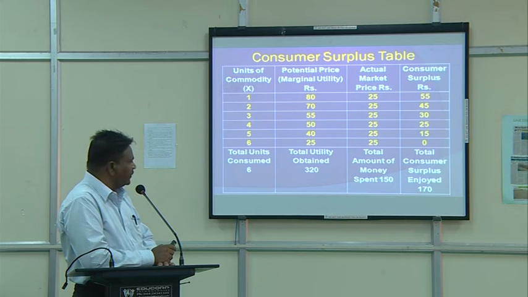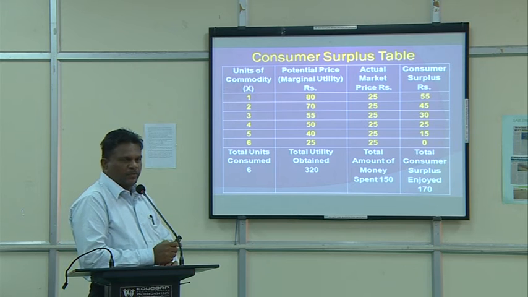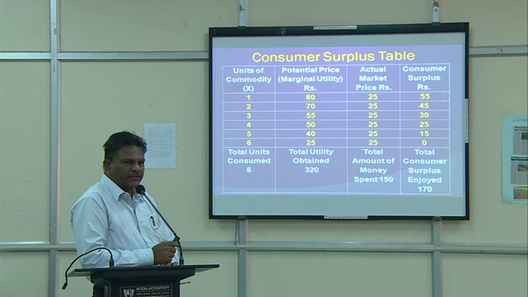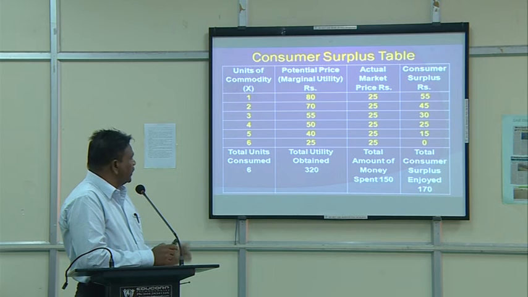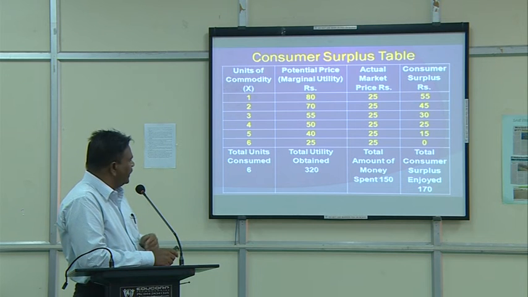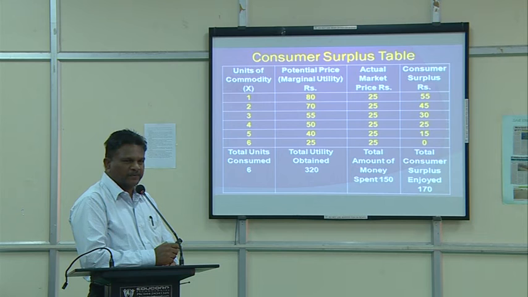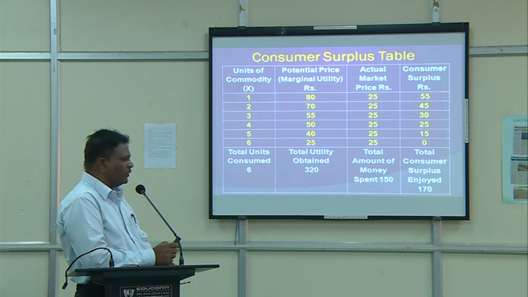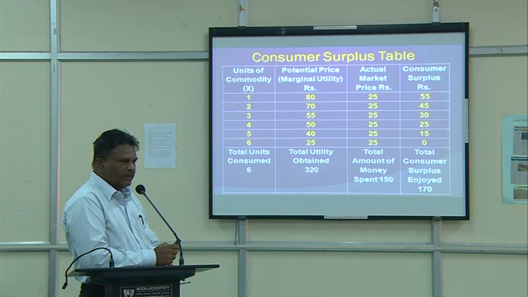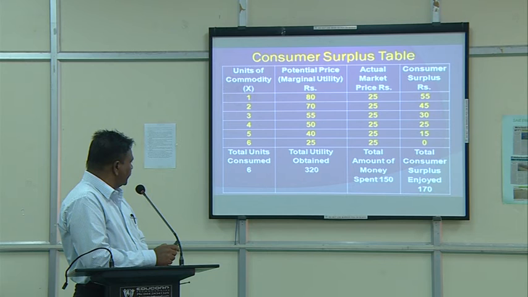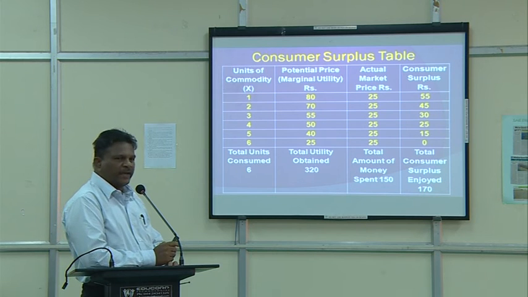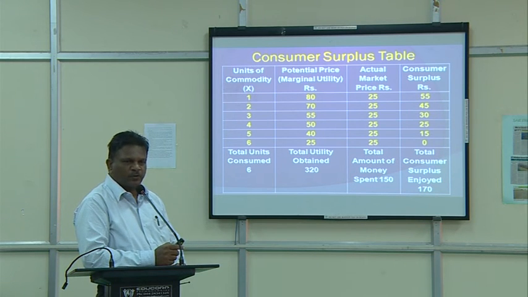Now I have purchased the first quantity of a commodity, any commodity. Imagine the potential price is 80, but the actual price of the commodity is only 25. The difference between the potential price and the actual price, 80 minus 25 equals 55, is called consumer surplus. In this way, I have purchased 6 units. For the last unit, the sixth unit, the potential price and the actual price are the same. There is no consumer surplus.